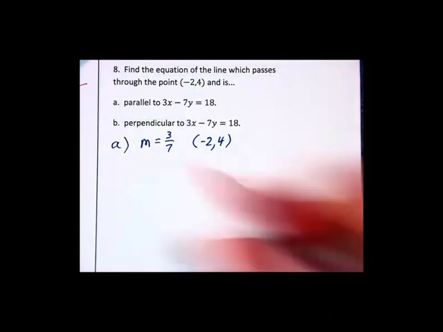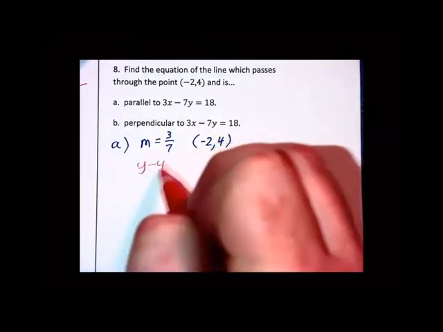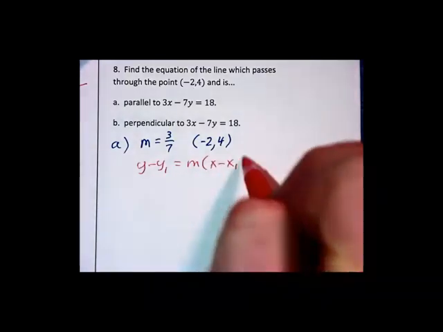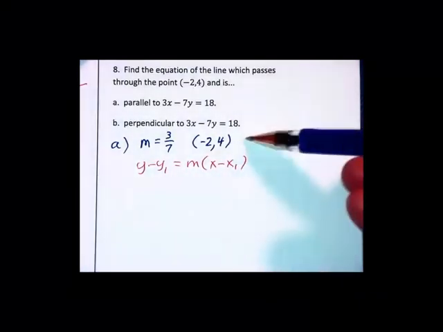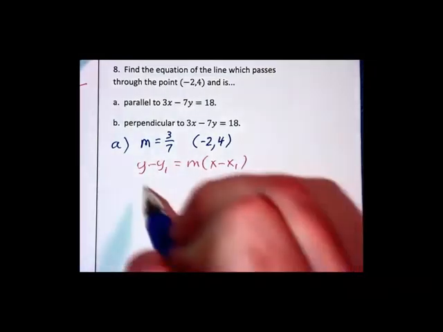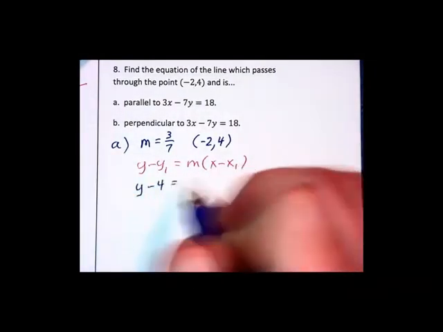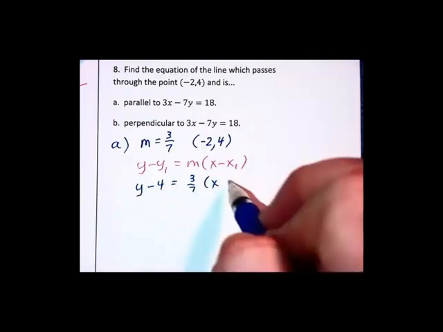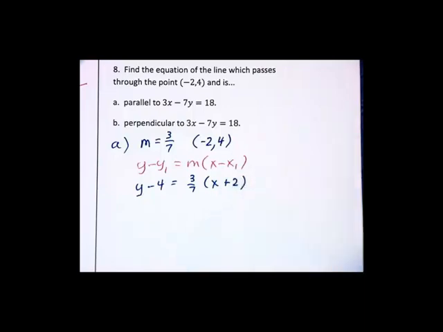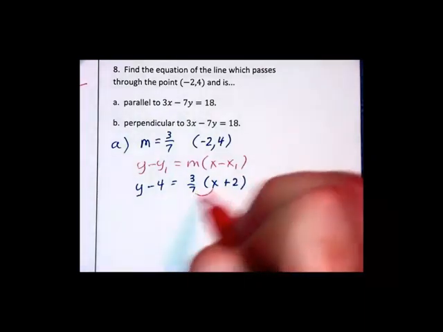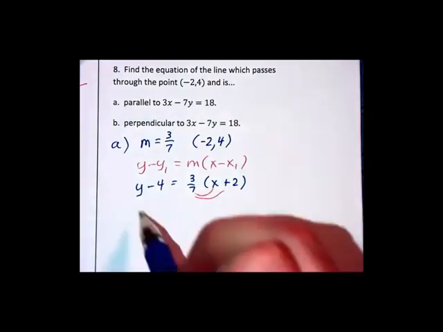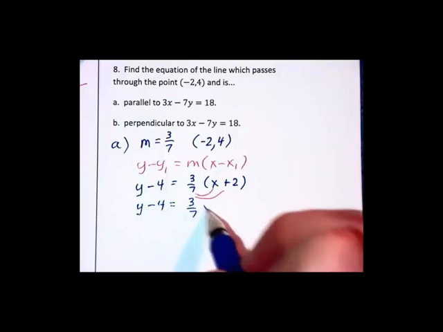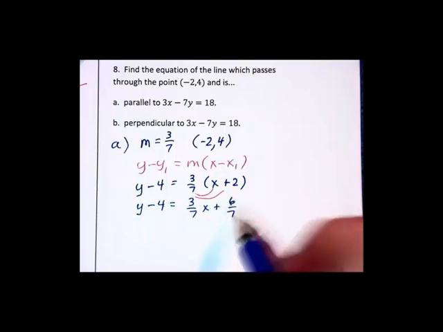We're going to use this point slope formula, which we used a moment ago. y minus y1 equals m times x minus x1. And we substitute in these values that we have right up above here. That gives us y minus 4 equals the slope of 3/7 times x minus a negative 2, which becomes x plus 2. And then we're going to do the distribution to convert this into slope-intercept form. We're going to have y minus 4 equals 3/7 x plus 6/7.